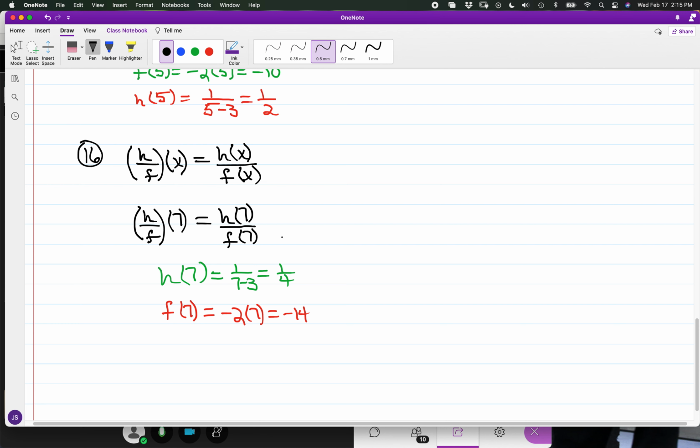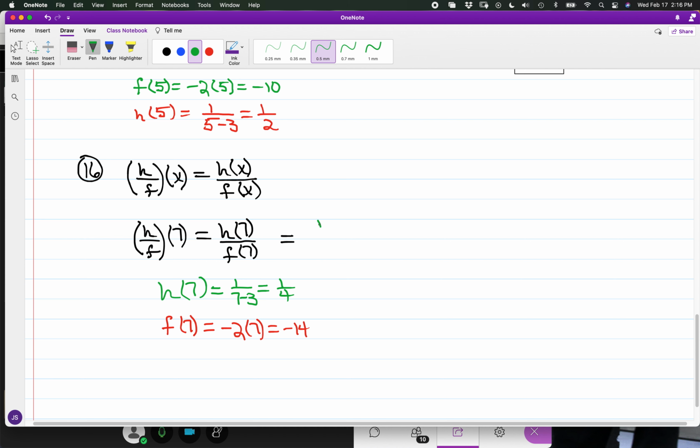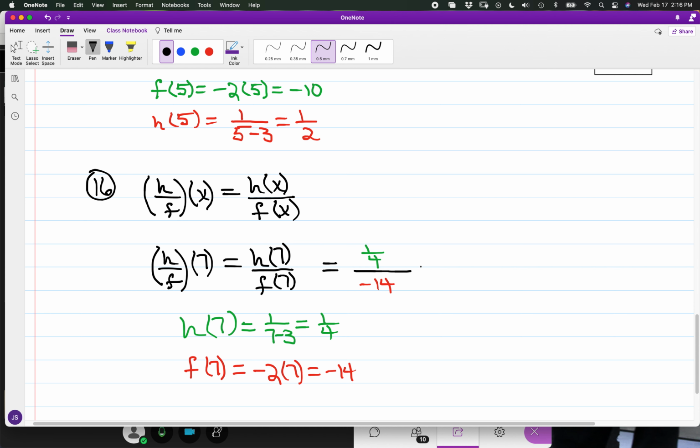Now we have in the setup h of 7. So we have a fraction with 1/4, and that is in the numerator. Now for f of 7, we have a minus 14. So you've got a bit of a complex fraction, not in the sense of the letter i, not the complex number system, but where you have a fraction where the numerator or denominator, or both, consist of a fraction.